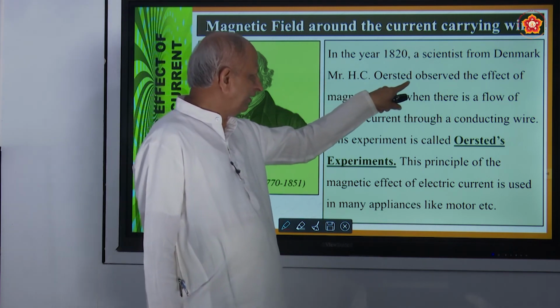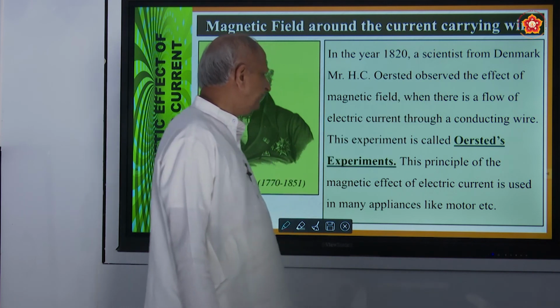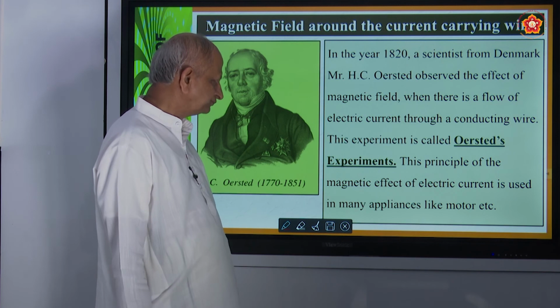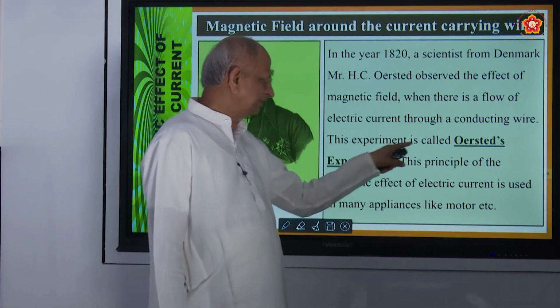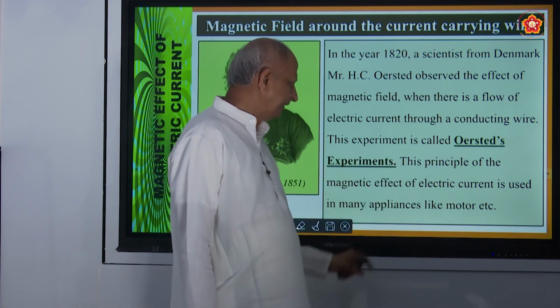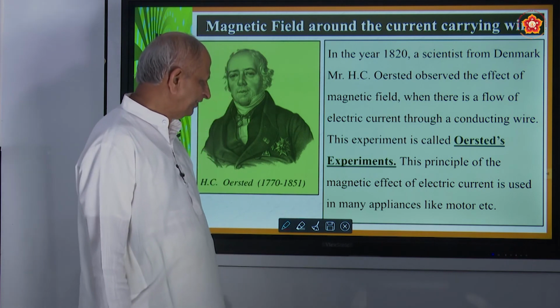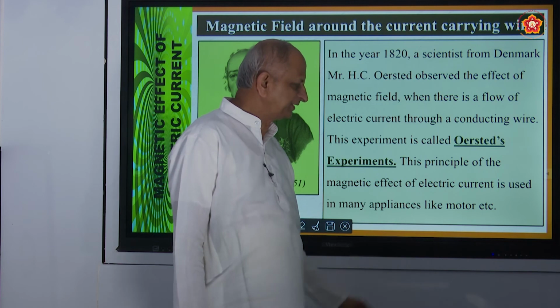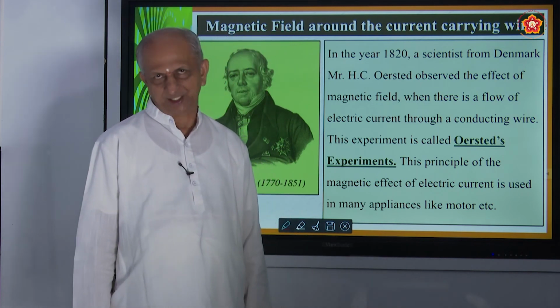H.C. Oersted observed the effect of magnetic field when there is a flow of electric current through a conducting wire. This experiment is called Oersted's experiment. This principle of magnetic effect of electric current is used in many appliances like a motor.